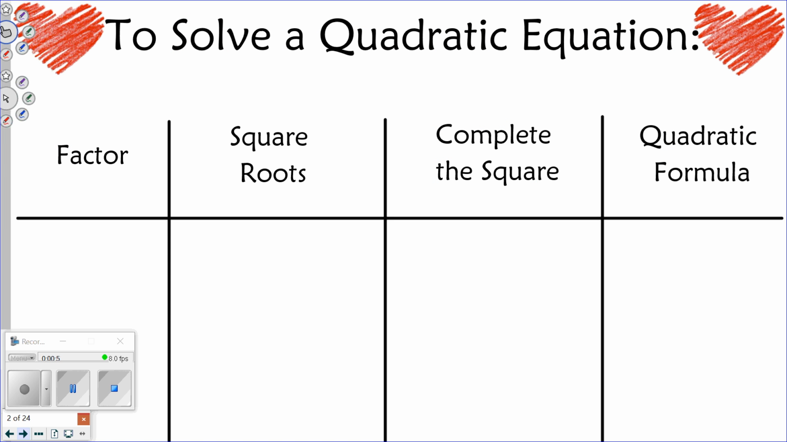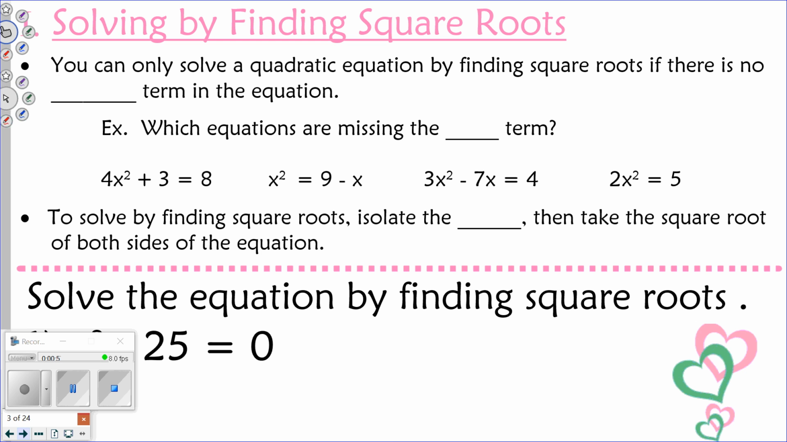Again, make sure you have this paper out. We will fill in the steps for square roots in here in a little bit. You can only solve a quadratic equation by finding square roots, or using the square root method, if there is no bx term in the equation. So that has to be missing, no bx.